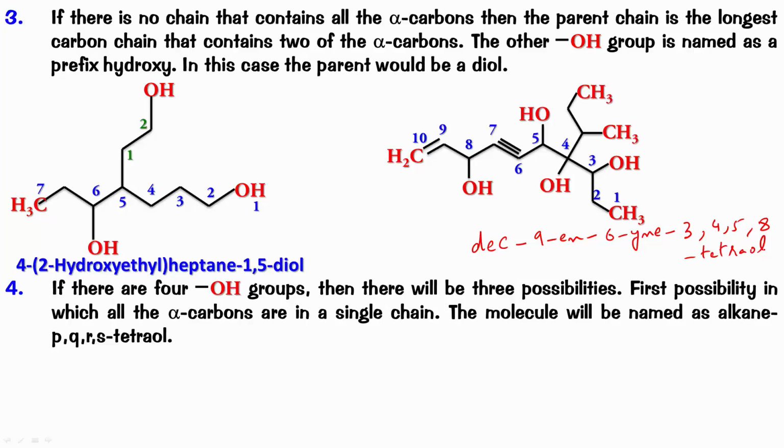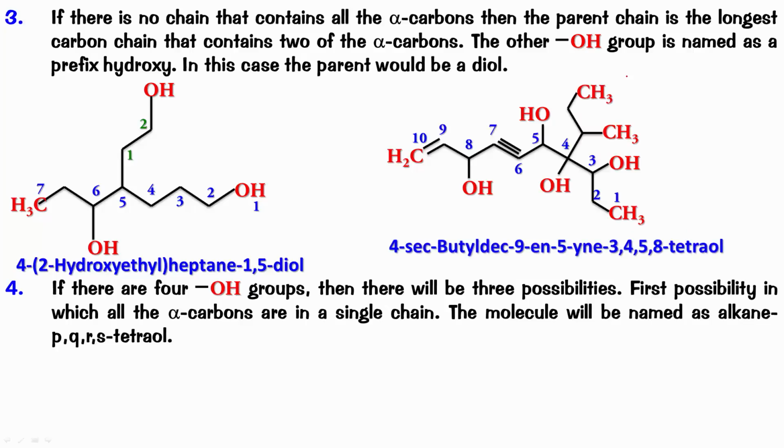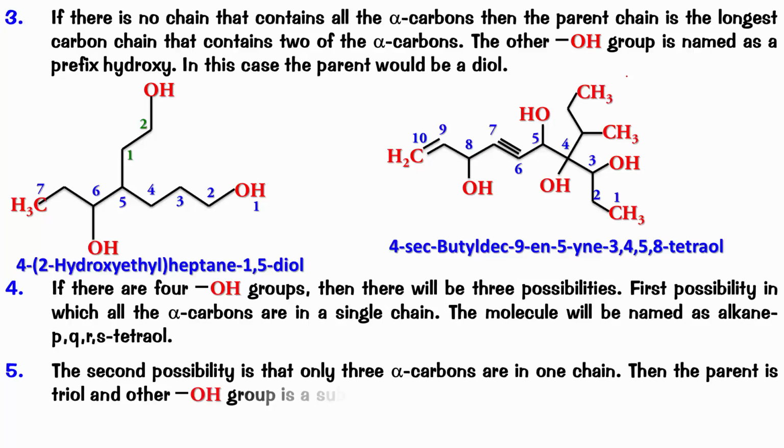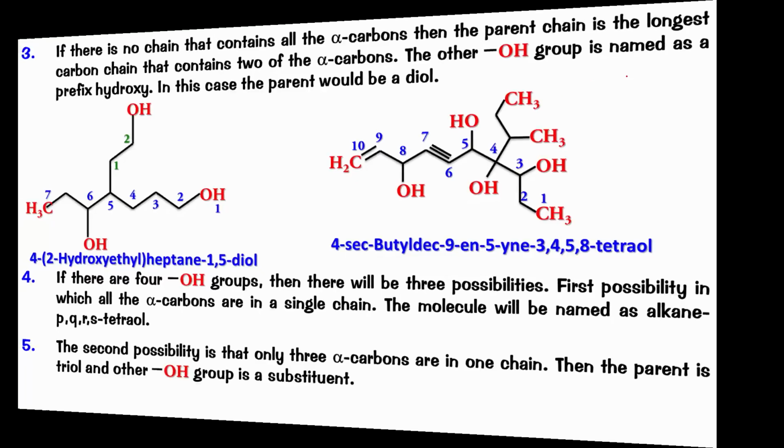And then you put the prefixes. There is one here, and this is not isobutyl, it's secondary butyl, which is sitting at 4. So the name becomes 4-secondary butyl dec-9-en-6-yne-3,4,5,8-tetraol. So this is one situation. The second situation, when there are 4 OH groups, is when 3 of them are in one chain and one is different. In that case, it will be named as a triol with one OH group as a substituent.